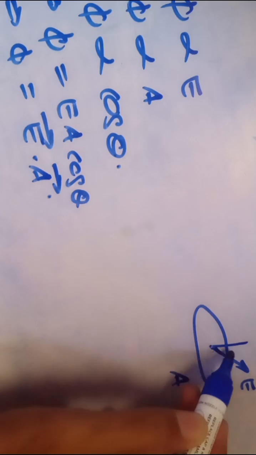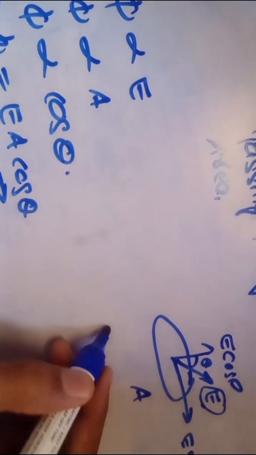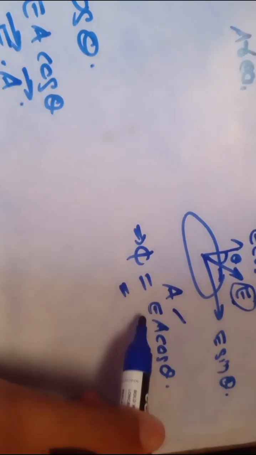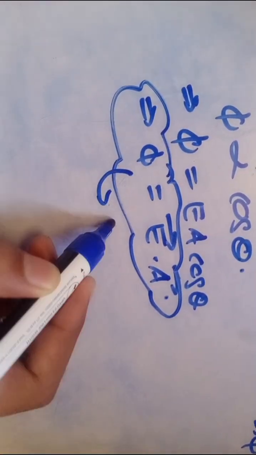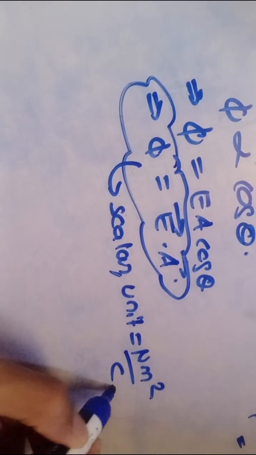If this is an area A and the electric field is passing through area A, then what is the flux? If this is theta, break this electric field into its components. This is E cos theta and this is E sin theta. So what is the flux? Flux equals EA cos theta. Here the number of electric field lines passing through area A is E cos theta. So this is EA cos theta. Now this flux is a scalar quantity and its unit is newton meter square per coulomb.